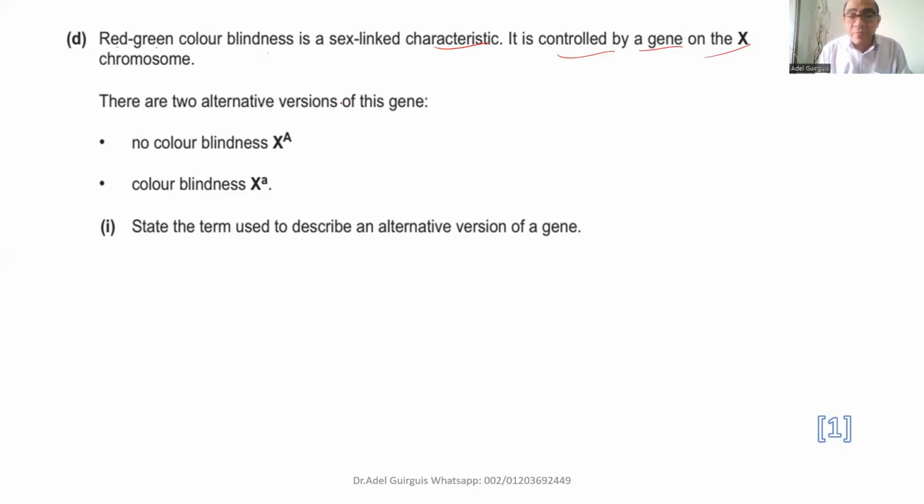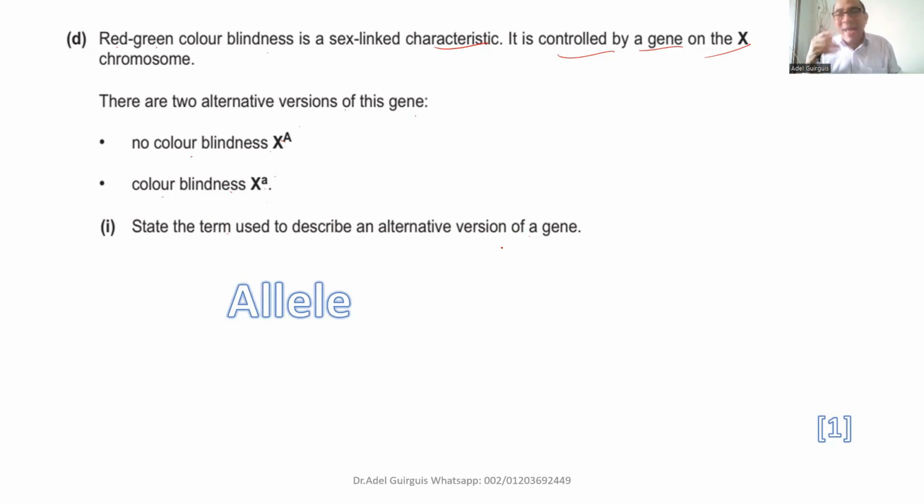There are two alternative versions or forms of this gene. No color blindness: X capital A; color blindness: X small a. X is the chromosome, A is the allele, capital A or small a, alleles of the same gene. Allele is the term used to describe an alternative version of a gene. Like blood group, I^A, I^B, I^O: three alleles for I, where I is the gene.